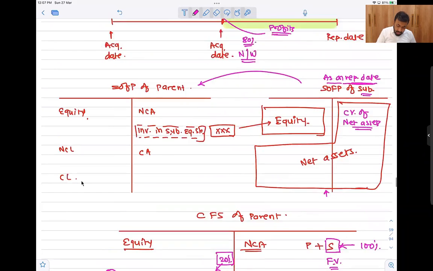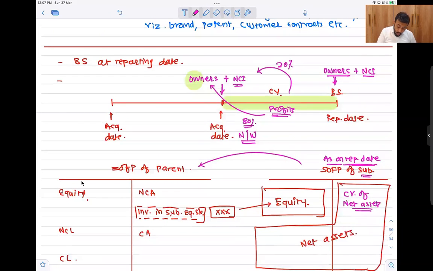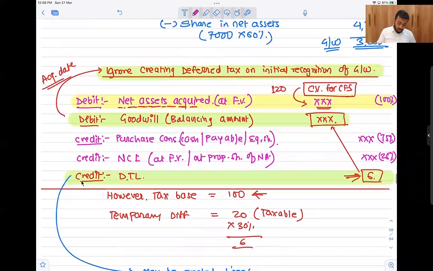So considering that fair value, what is the acquisition date net worth? We need to find that out. Unless we find that out, we will not be able to find out NCI. So I will not be able to calculate NCI as on the date of acquisition, because this accounting entry has to be passed on the acquisition date, correct? So I'll not be able to find out that.